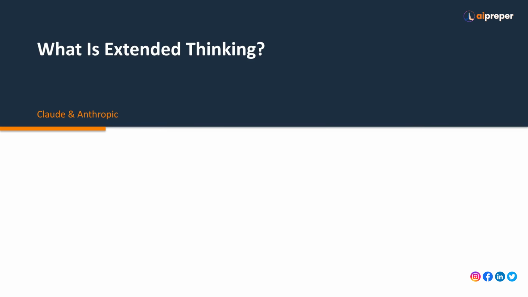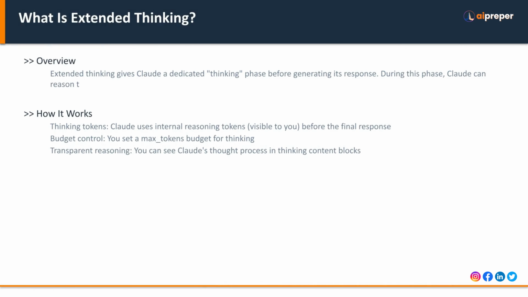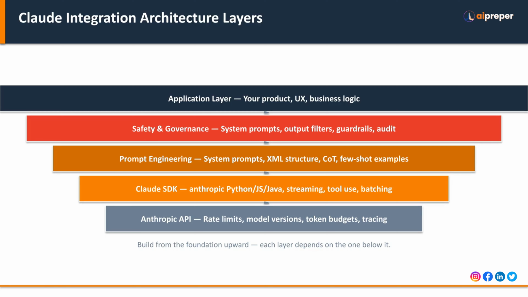Module 2 explores the concept of extended thinking. Extended thinking provides Claude a dedicated phase for internal reasoning before generating a response. You control this process by setting a maximum token budget, and you can see the thought process in the output's thinking content blocks. The Claude integration architecture is layered, building up from the Anthropic API foundation to the application layer.